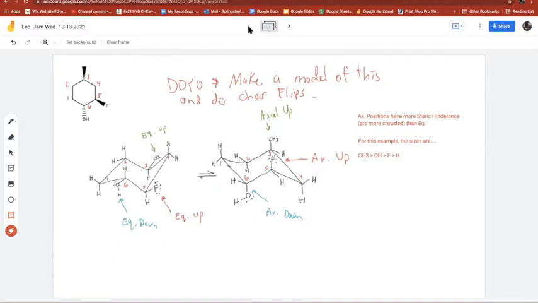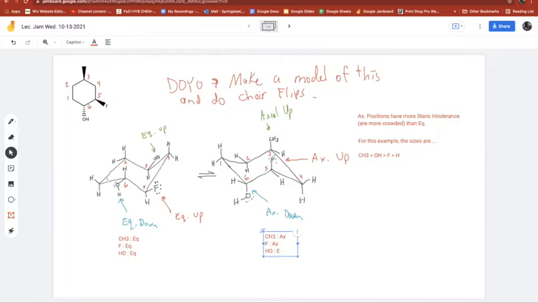For this one, I've got my methyl. On this side is it axial or equatorial? Equatorial. So the methyl is equatorial on this side, and the fluorine is what? Equatorial as well, and the OH, the alcohol, is also equatorial. So when I compare it to the other side, all those groups now are not equatorial. Now they're all axial.